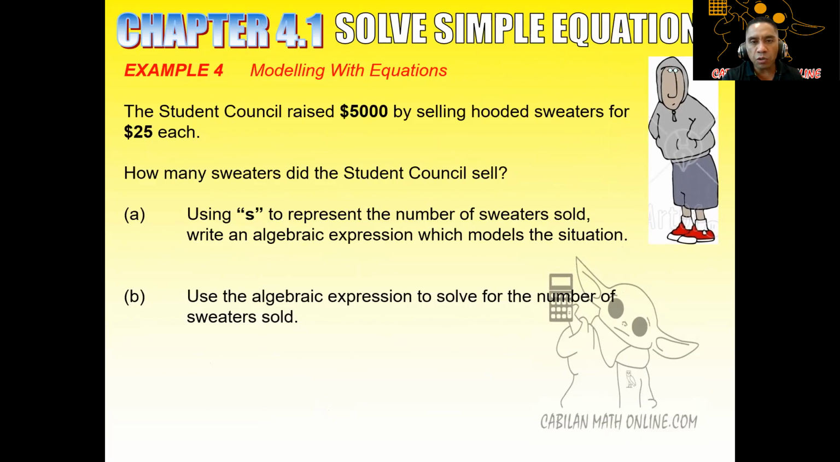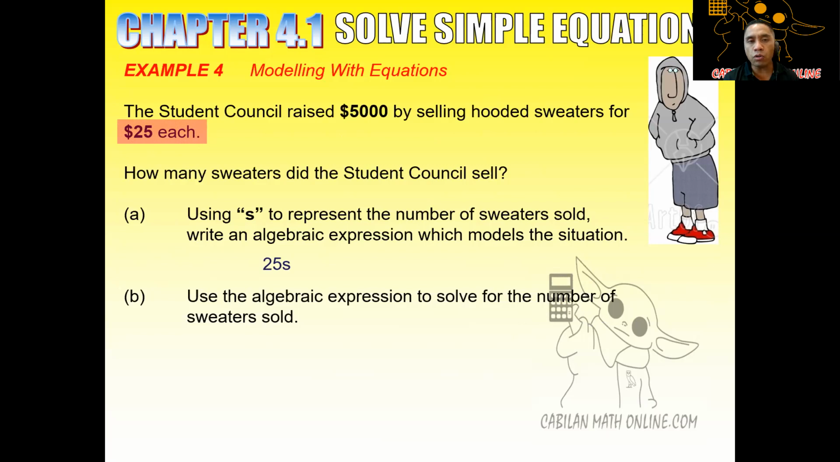So it says here, using S to represent the number of sweaters sold, write an algebraic expression which models the situation. Now, what we know so far is that S represents the number of sweaters sold. The only other thing we know is that each sweater costs $25. So another way to explain that is, if you're paying for each sweater and it costs $25 each, that's 25 times S. And remember that when you multiply a number to a letter or variable, you're just grouping them together. So what we have here is 25S.